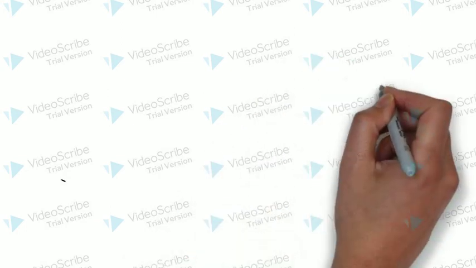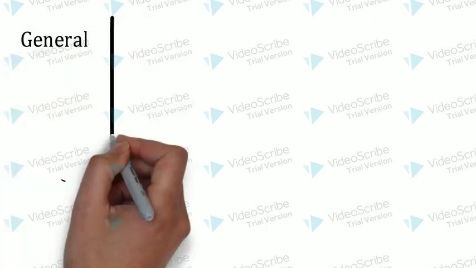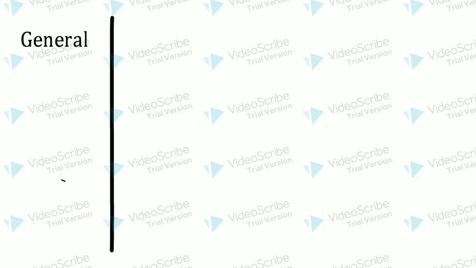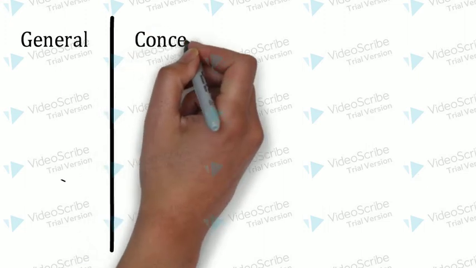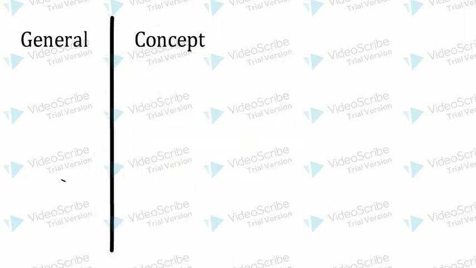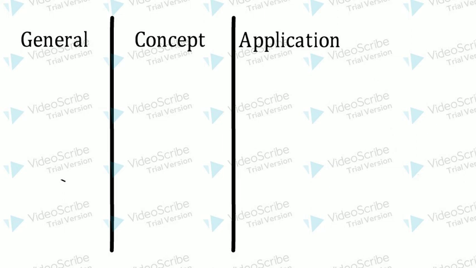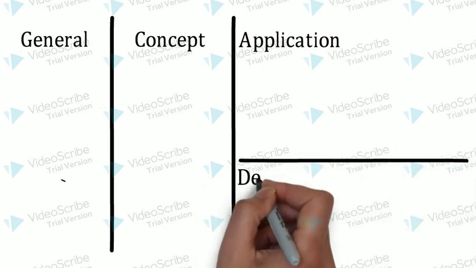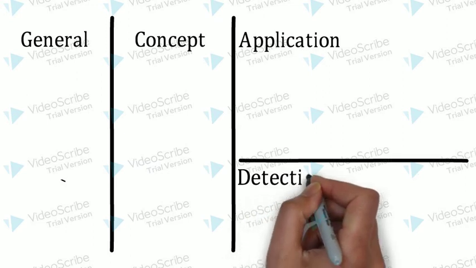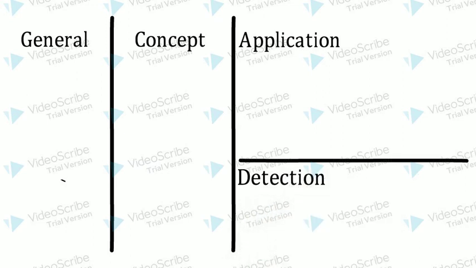To start with, we'll first think about what it means generally. Followed by, we will think about some of the concepts, which are mostly simple and you are familiar with. This will be followed by discussing applications of in situ hybridization. And finally, we will look at the methods to detect signal for in situ hybridization.